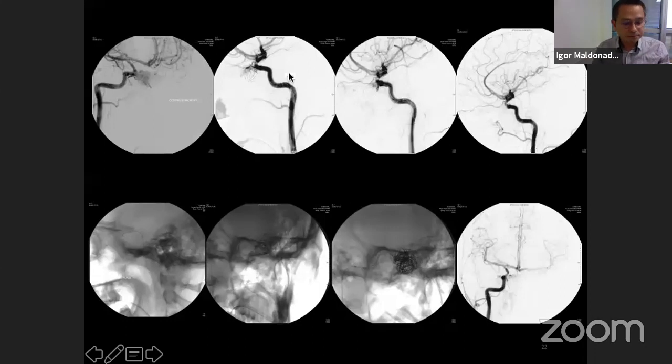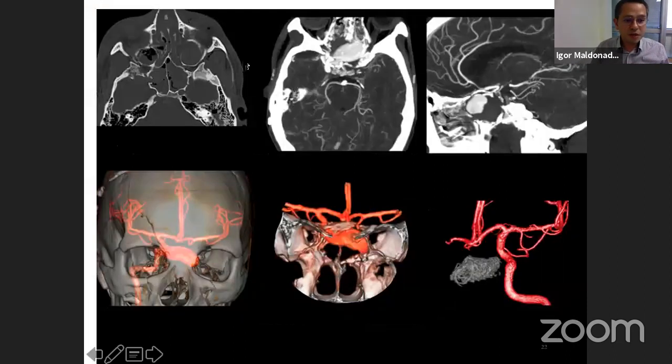Of course, flow diverters would also be a possibility here. We could discuss it. You have here the final result. So both carotids are filling from the right. There is a subtotal occlusion of the aneurysm. This is before, this is the control, 3D reconstruction, and at the control you have the artery completely endothelialized, completely reconstructed.